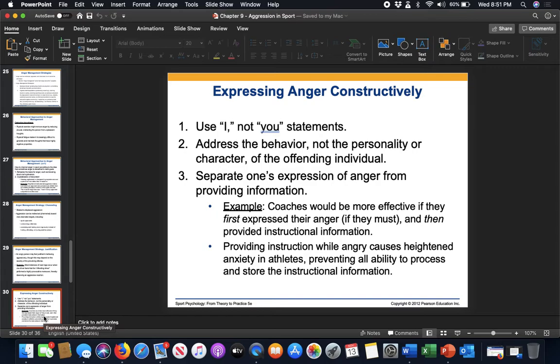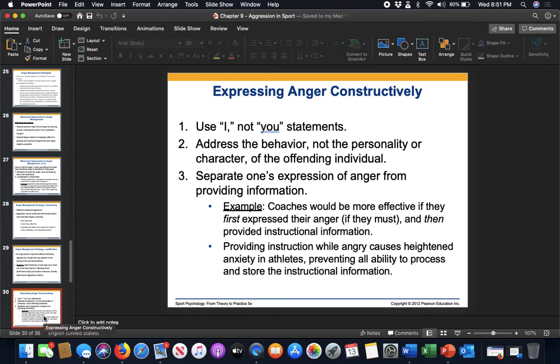Okay, so other things, constructively expressing anger. I do agree with this one here, using I, not you statements. Put it back on you as the person. You need to address the behavior, not the personality, or basically the makeup of the person who is technically offending you. All right, and then separate one's expression of anger from providing information.